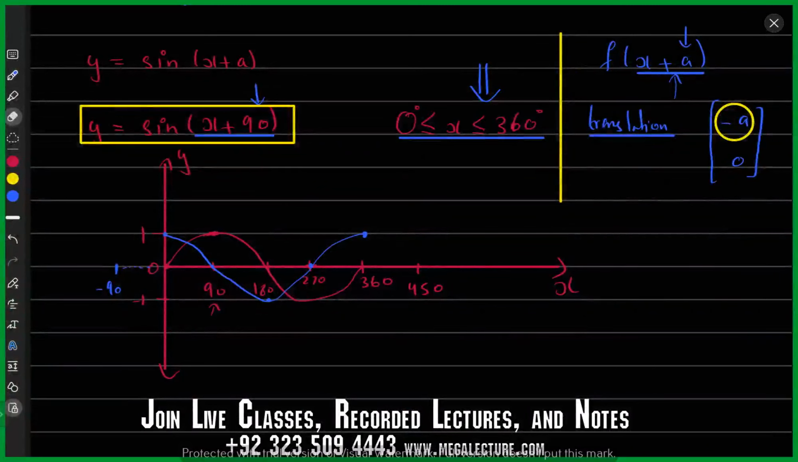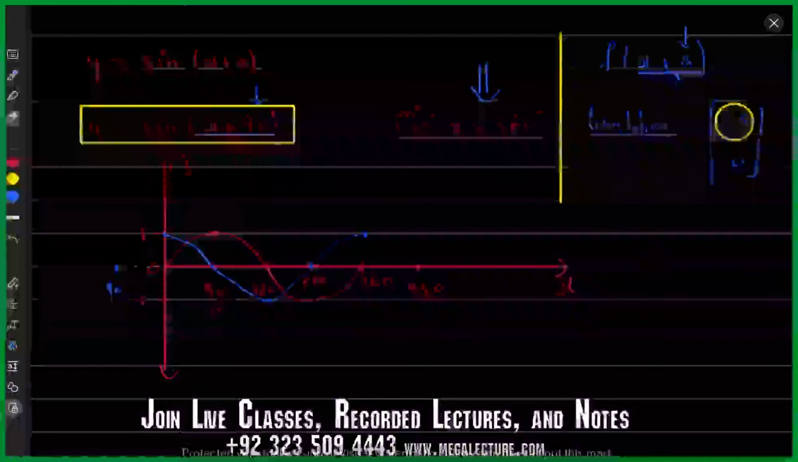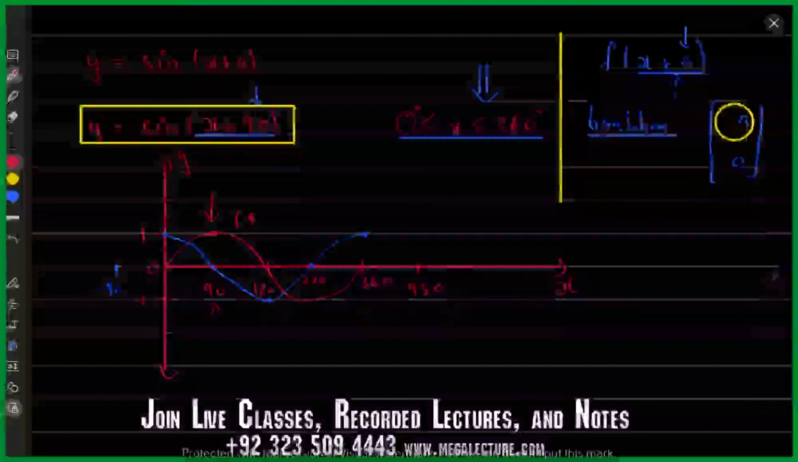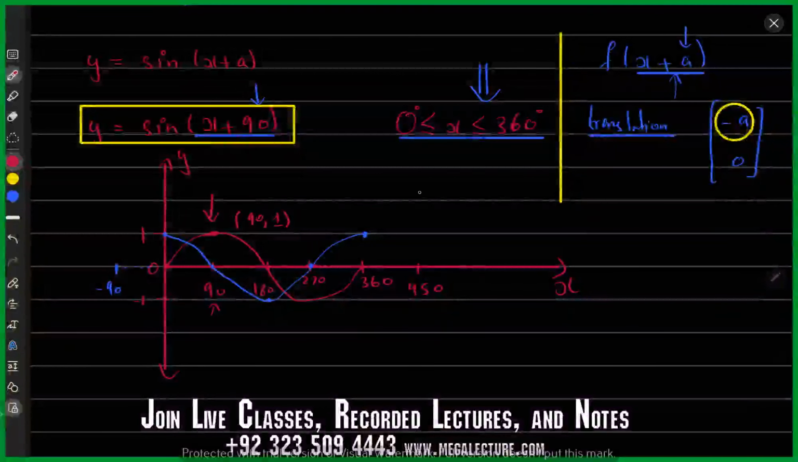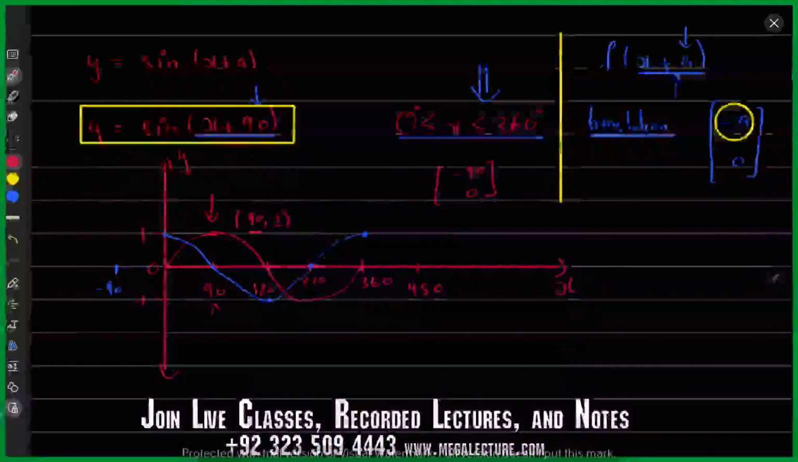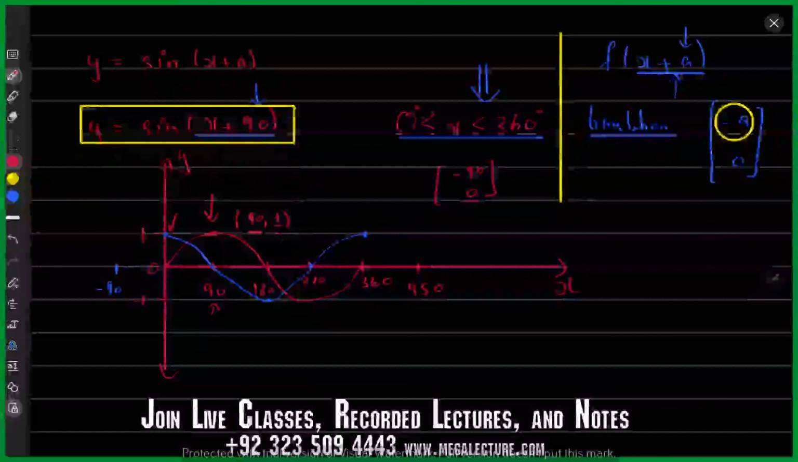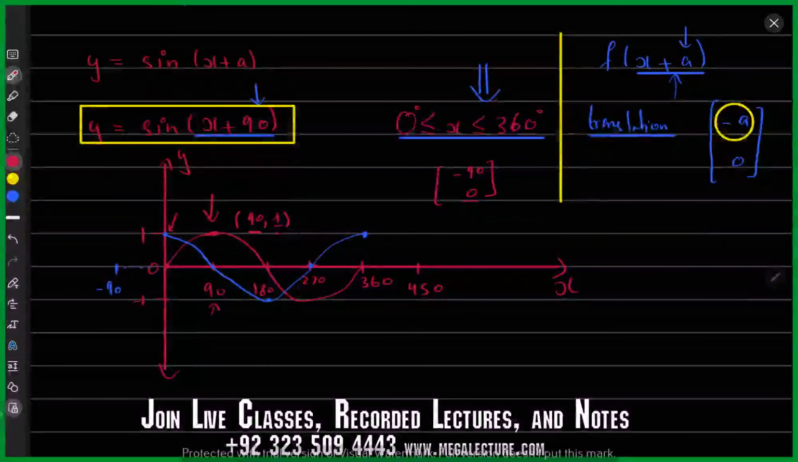Another thing, I did not change the y coordinates. For example, please pay attention. At this point, the y coordinate was 1 and the x coordinate was 90. My translation vector is going to be minus 90 and 0. So minus 90 would be added here. This would become 0, so here is the blue point. The x coordinate is 0. And when I add 0 to 1, this is just going to be 1. So the y coordinate is not going to change.